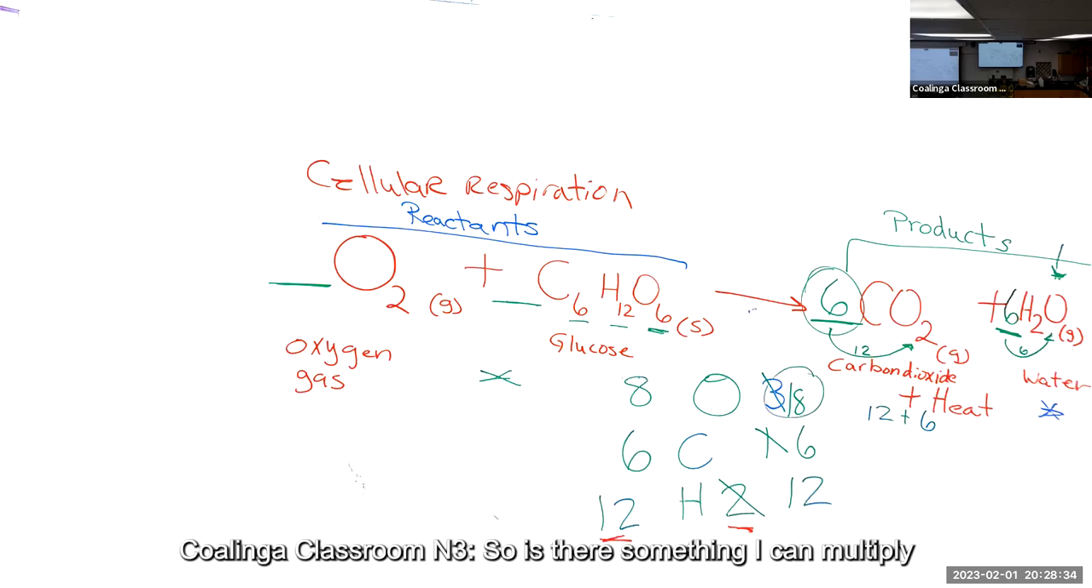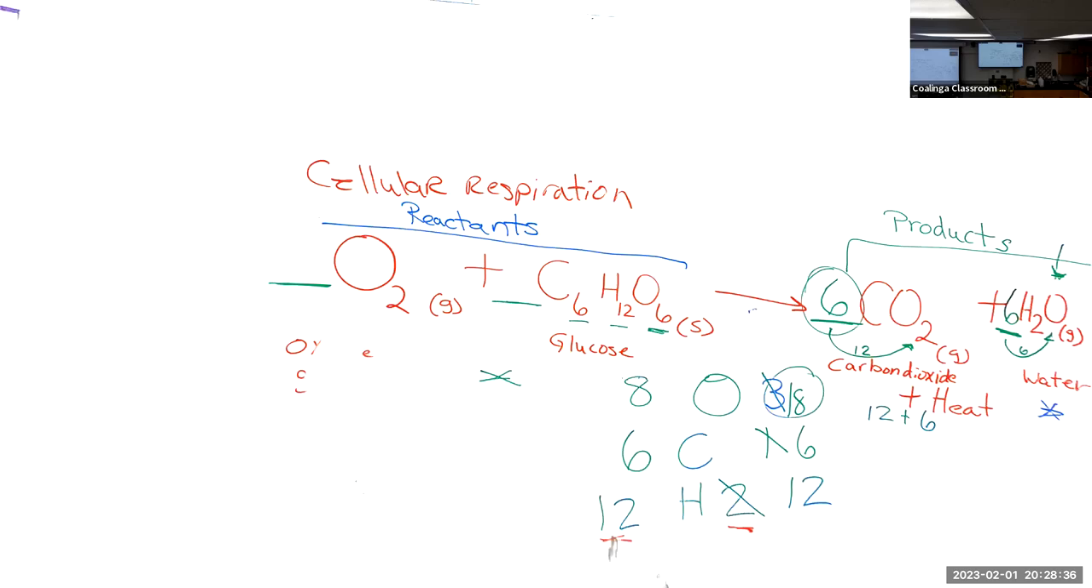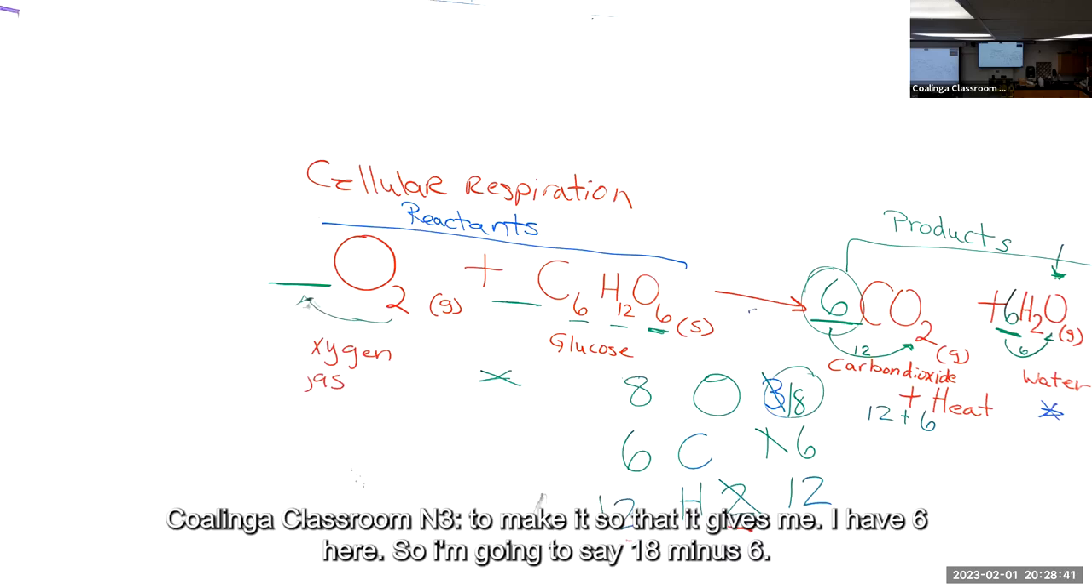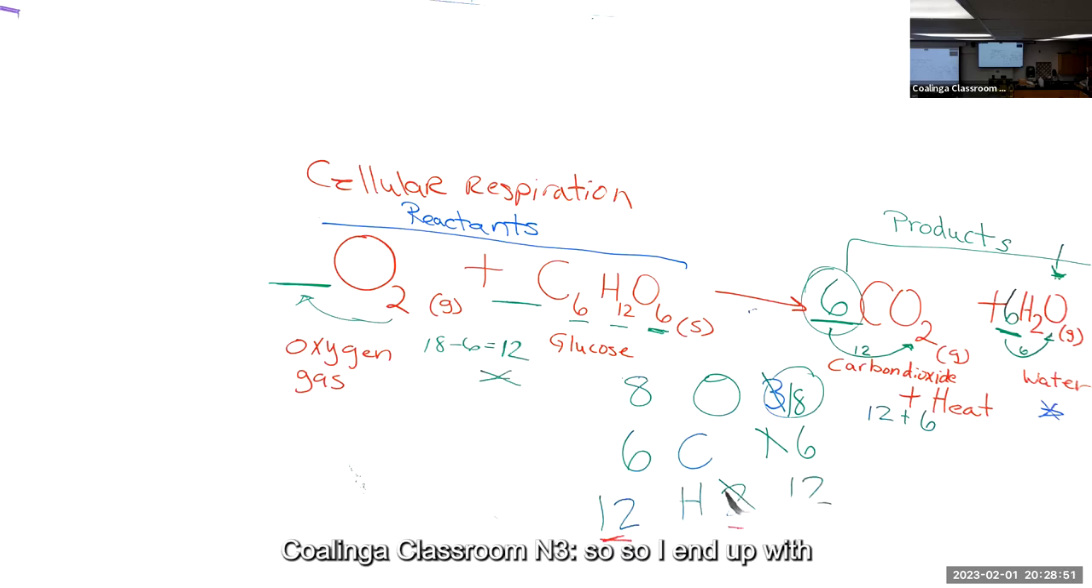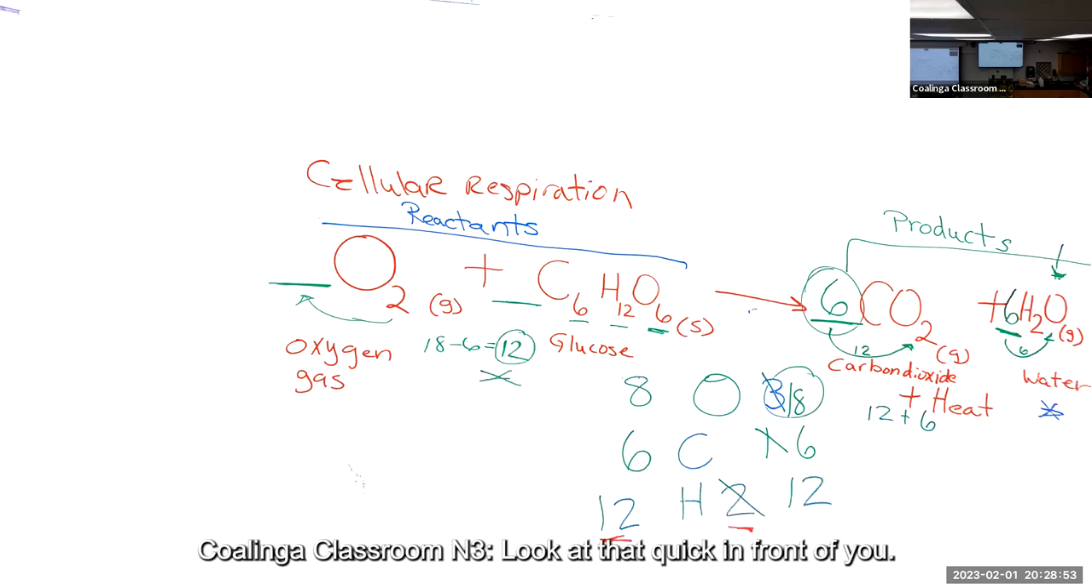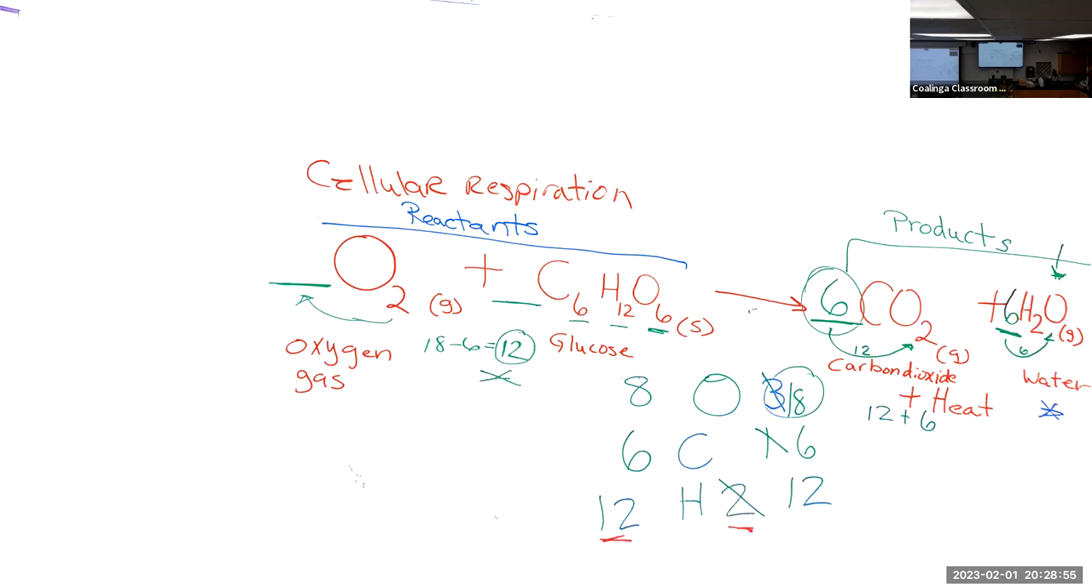So is there something I can multiply this guy by to make it so that it gives me, I have 6 here, so I'm going to say 18 minus 6 is going to be what? 12. So that I end up with 12. So what can I put in front of here to give me 12? I can put a 6. Okay?